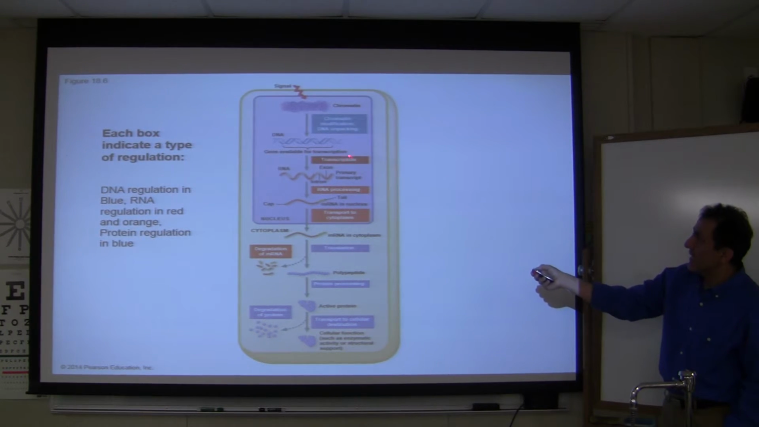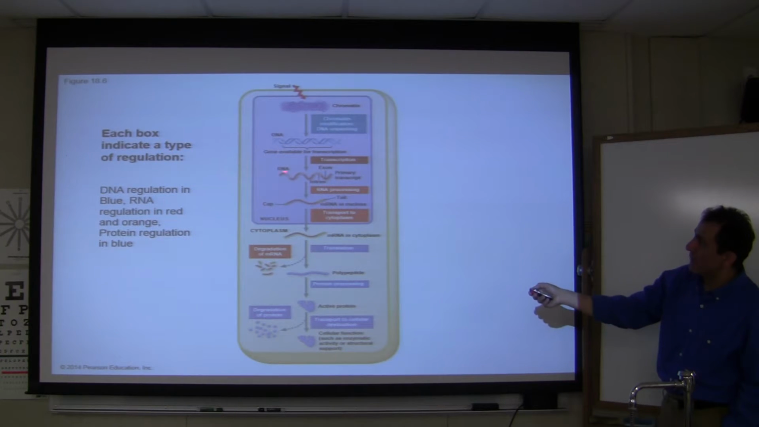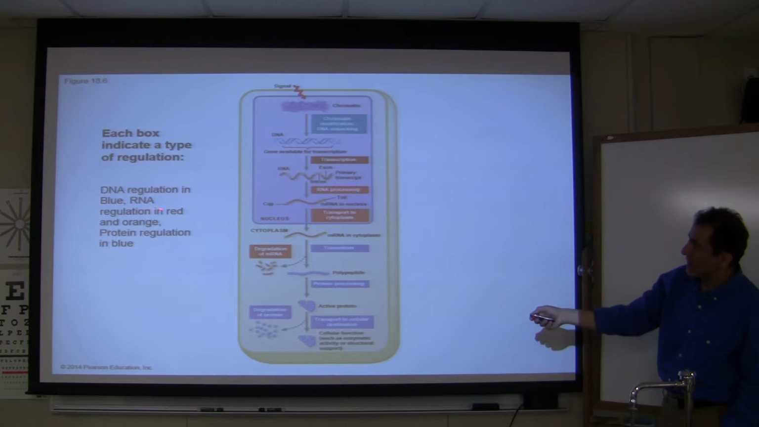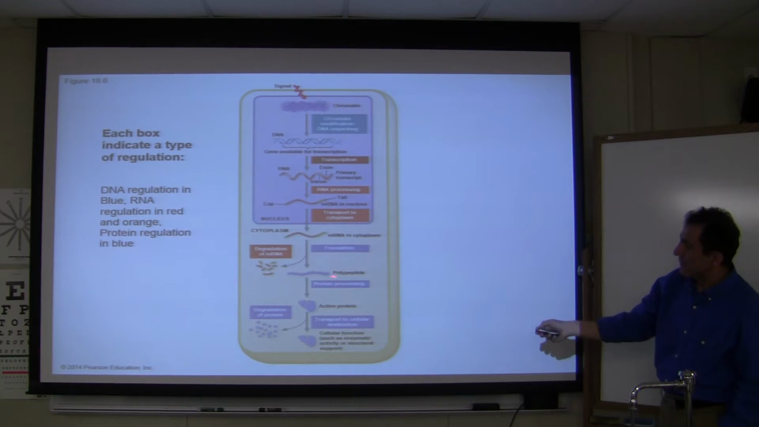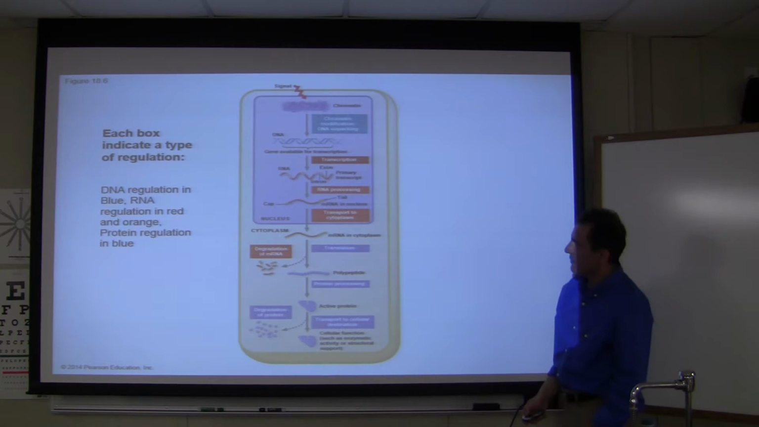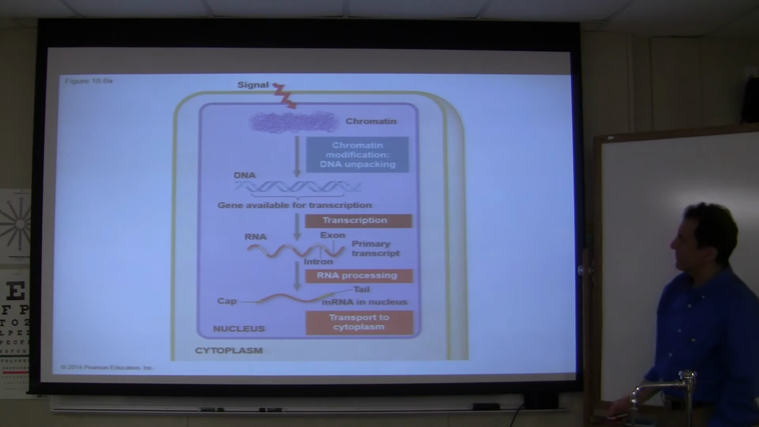Each box indicates a type of regulation. So we will talk about these regulations in here. DNA regulation is in blue, that's what this is. RNA regulation is in red. And then in orange are protein regulations, these are protein regulations. We'll talk about that.